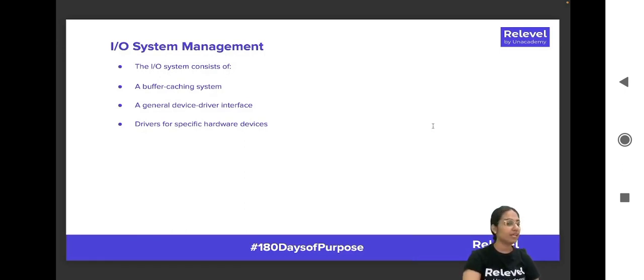Then we have a device driver interface. Like I told you, whatever input-output devices you have, you usually have device drivers for them in order to be able to interact with those devices. So the operating system takes care of the interface of those device drivers as well. Apart from that, it also includes drivers for very specific hardware devices. So input-output system management includes everything related to device drivers and specific hardware devices.